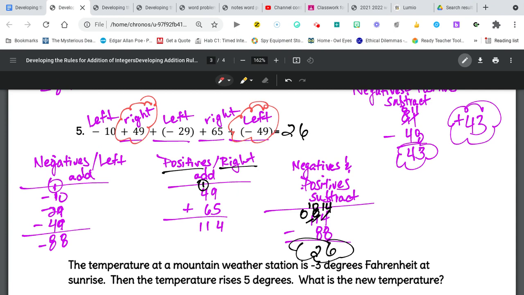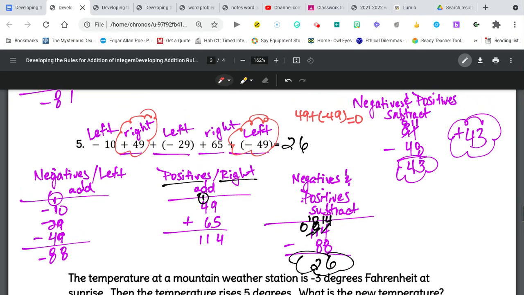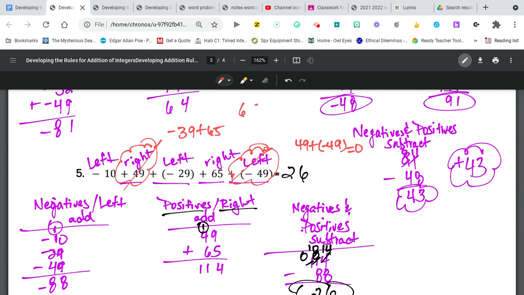Well, they're opposites. And when you add opposites, 49 plus negative 49 makes a zero pair. You could have just canceled them out. And you could have gone with negative 10 and negative 29 makes negative 39, added to 65. And you just could have subtracted 65 minus 39. It becomes 5, 15, and got 26 that way.